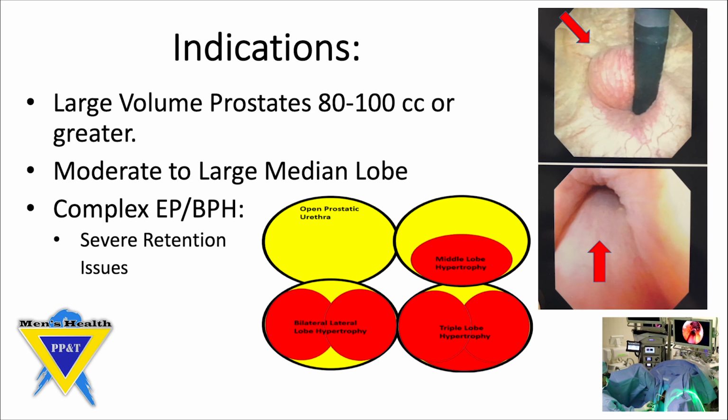Anyone with lower urinary tract symptoms secondary to an enlarged prostate can undergo green light laser ablation of the prostate. However, specific indications include folks who have large volume prostates greater than 80 to 100 cc's, moderate to large median lobes, or complex issues such as severe urinary retention, or possibly even the inability to come off their anticoagulation medications or the use of anticoagulation medications and need for this procedure as well.